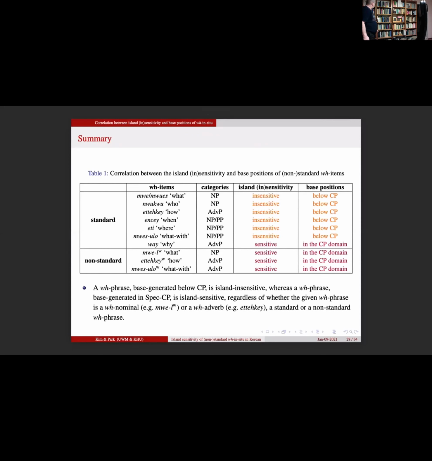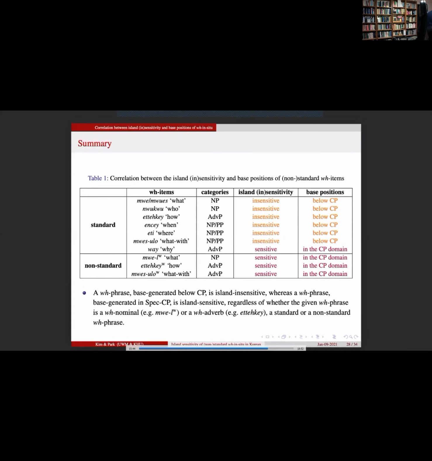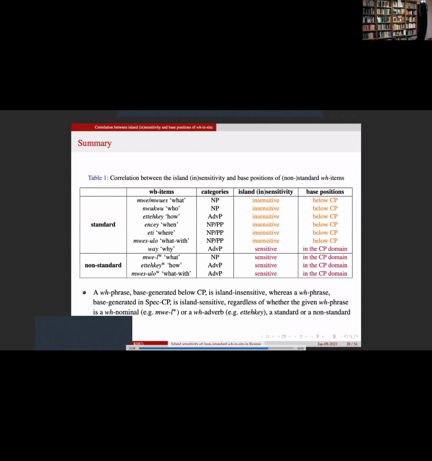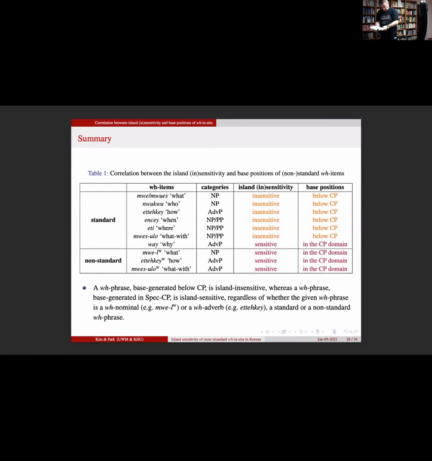A summary. Table 1 shows the correlations between the island sensitivity and base positions of standard and non-standard double-edged items in Korean. As we can see here, a double-edged phrase base generated below CP is island insensitive, whereas a double-edged phrase base generated in the CP domain, SpecCP, is island sensitive, regardless of whether the given double-edged phrase is a double-edged nominal or a double-edged adverb, a standard or a non-standard double-edged phrase.